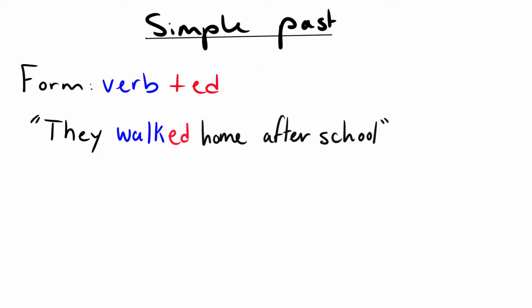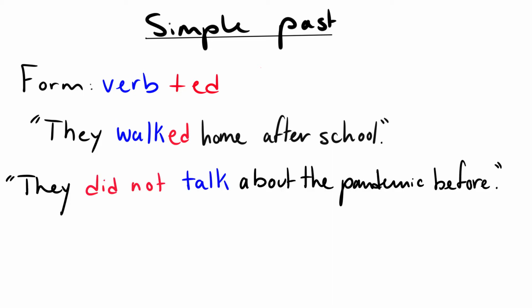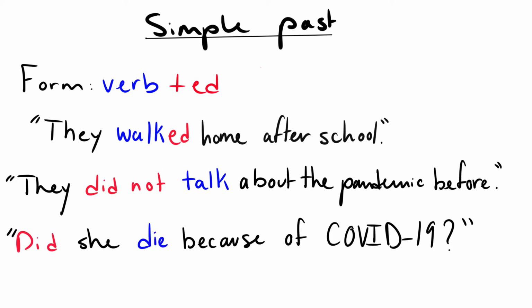In the negative form, you keep the verb infinitive and add did not between the subject and the verb. They did not talk about the pandemic before. For the interrogative form, you simply put did before the subject and the verb infinitive. Did she die because of COVID-19?